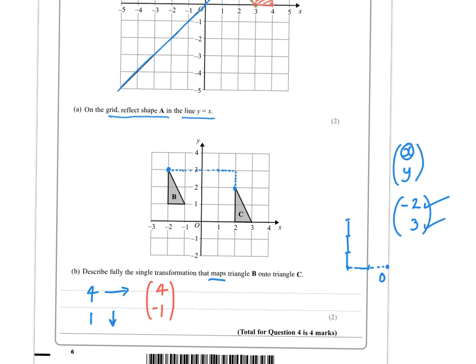Okay, so the values for x and y here can change, but in this case, let's just check if it works. So along 1, 2, 3, 4, down 1, yes, we do get to that corresponding point, and then the last one you can check yourself. So I would say a translation by the vector, and then we've already written that just there. Okay, so that's what I'd say for that question.